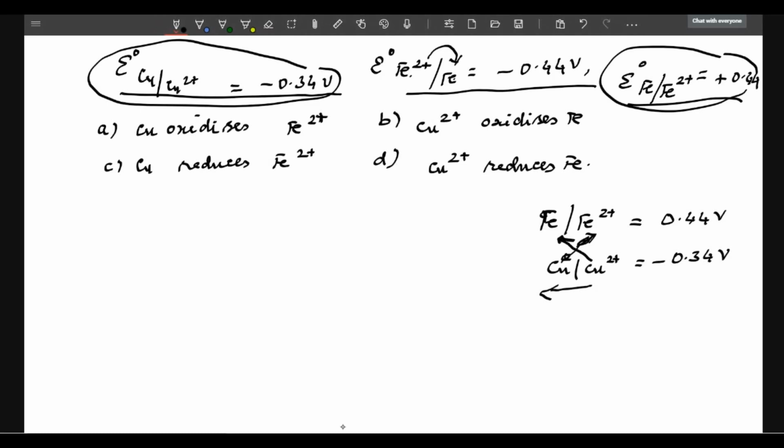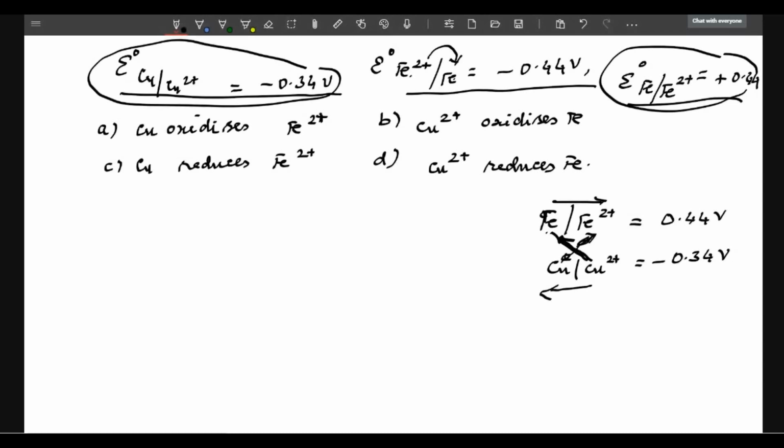It oxidizes iron to iron 2 plus. This is the way you can say it, and it gives this product. If you come this way, this and this is the product. Therefore, using this is the easiest way, you can simply tell the answer. What is the answer? Tell me the answer.